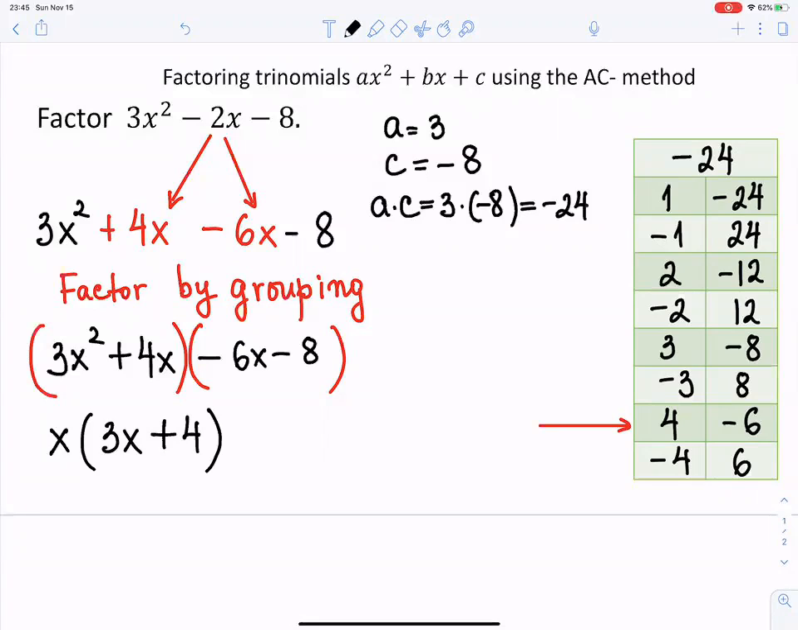For the second part, we need to be careful because we must take the negative out, since that is the sign in front of the 6x. So if the third term starts with negative, we're factoring the negative sign out. The greatest common factor for 6 and 8 is 2. So negative 2 is the greatest common factor for negative 6x, negative 8. Now, if we divide negative 6x by negative 2, we'll get positive 3x. And negative 8 divided by negative 2 is positive 4.